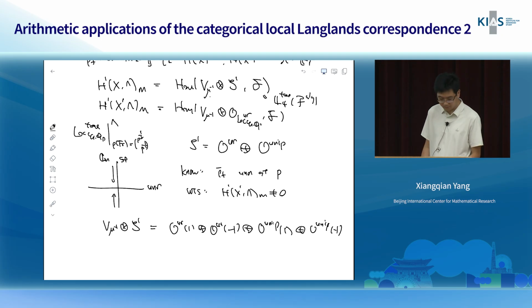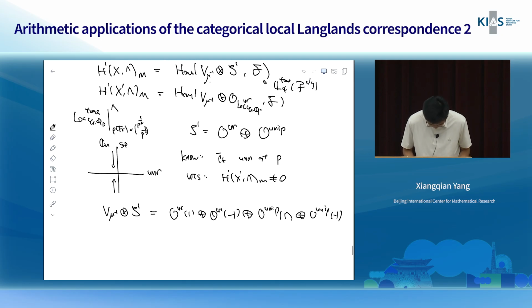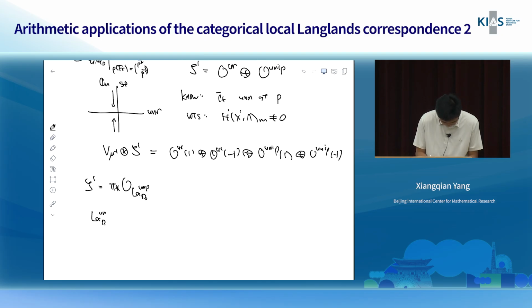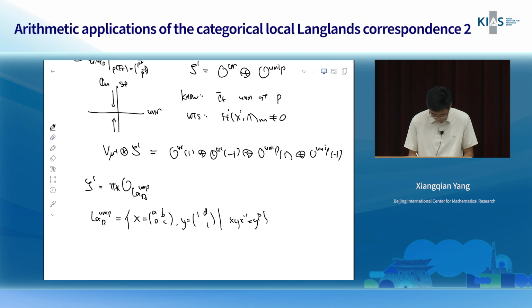By definition, this S1 is of the form pi star of the structure sheaf on log B unipotent. So log B unipotent is something like: you have an element X, (A, B, C), which is upper triangular, and an element Y that is like (1, 1, D), satisfying that X Y X inverse is Y to the pth power, quotient by B hat.